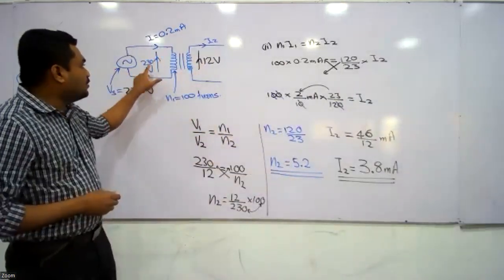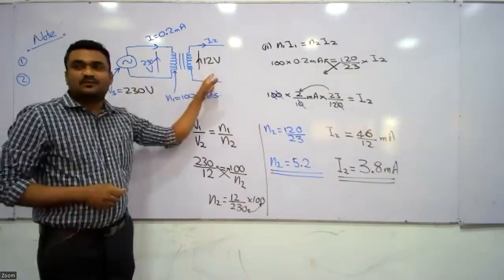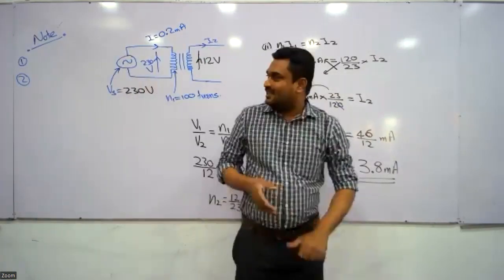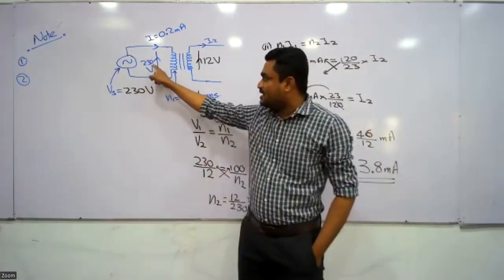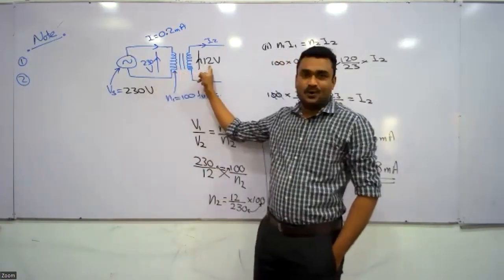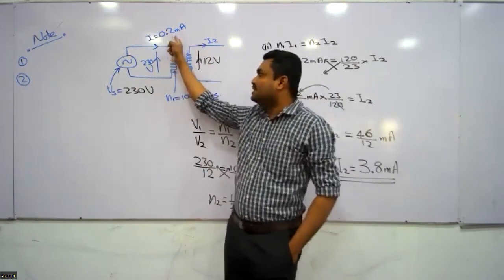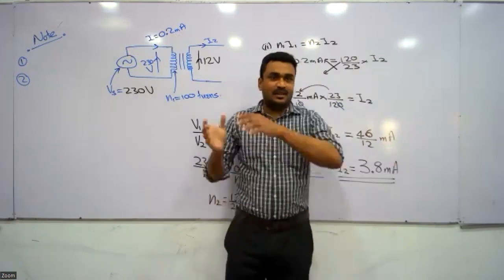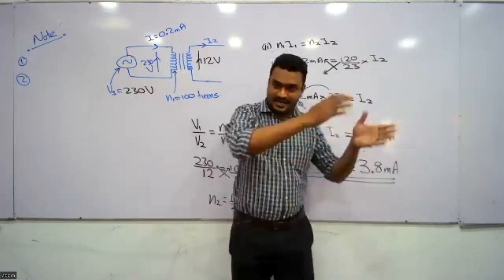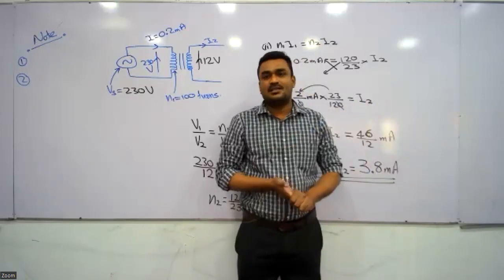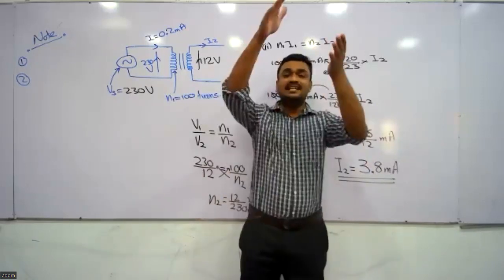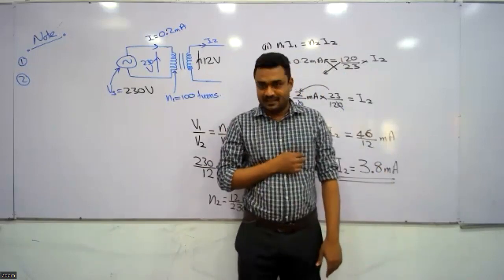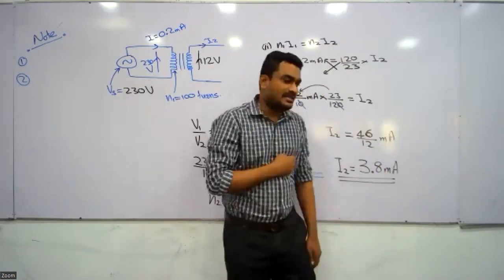If a transformer reduces the voltage, it increases the current. Transformer reduces 230 volt to 12 volt. Current increases from 0.2 to 3.8. If voltage is reduced, current is increased. What is the inverse logic? If voltage is increased, current is reduced. Clear? Star point and right.